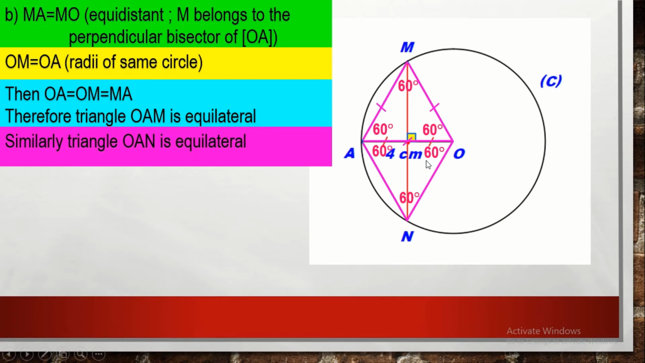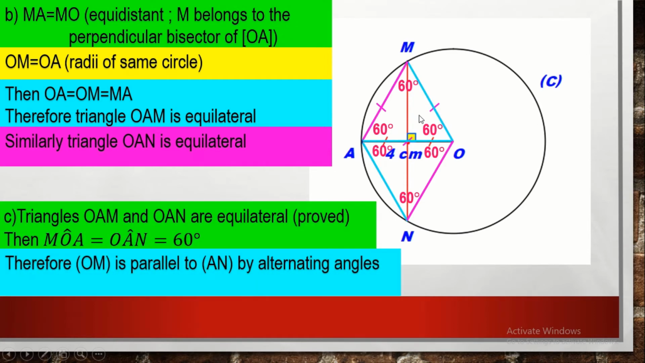Now they are asking us to prove that OM is parallel to AN. How to prove them? If you know something, we can either prove them parallel to the same line, perpendicular to the same line, or find alternate or corresponding angles. If you know something, we have a shape Z in the figure. Can't we say that angle MOA equals 60 degrees, equal to angle OAN? Well, here we have them equal to 60 degrees each, then we can say that the lines OM and AN are parallel by alternate angles since they form for us a shape Z.